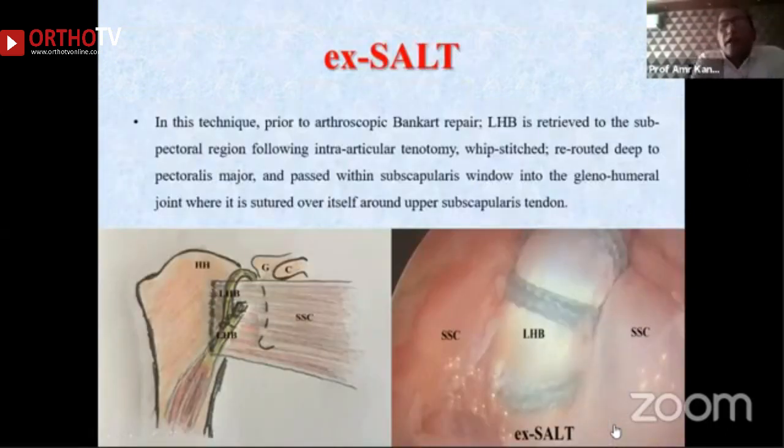As regards the other technical variation of the soft arthroscopic Latarjet technique, which can be performed through an extra-articular approach, in this technique, prior to arthroscopic Bankart repair, the long head of the biceps is retrieved to the subpectoral region following its intra-articular tenotomy, whip-stitched, rerouted deep to the pectoralis major, and passed through the subscapularis into the glenohumeral joint, where it's sutured over itself around the upper subscapularis tendon.